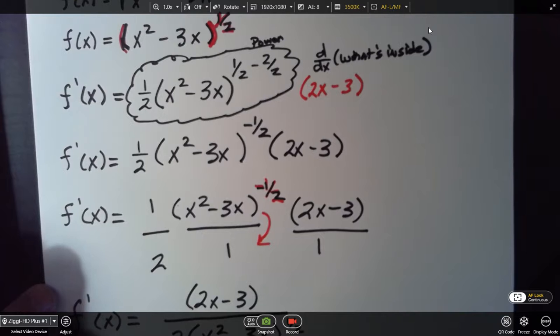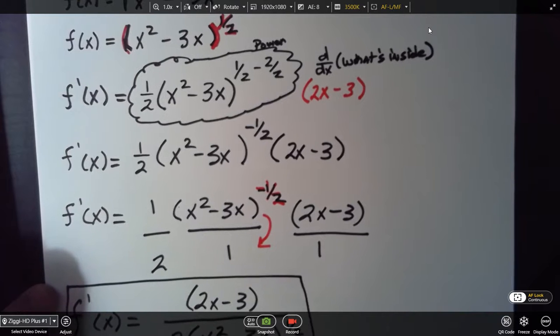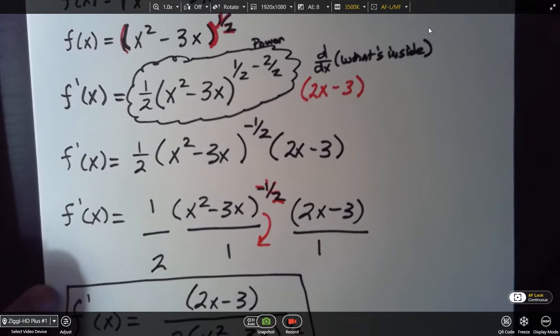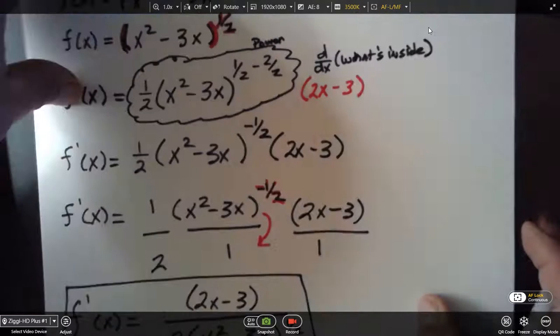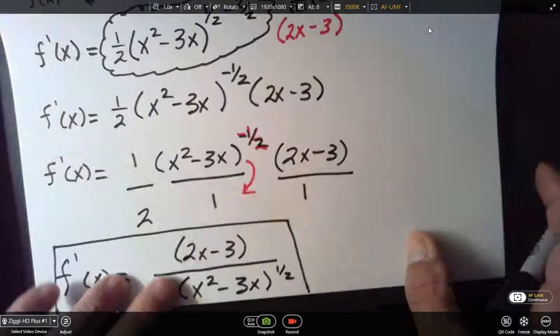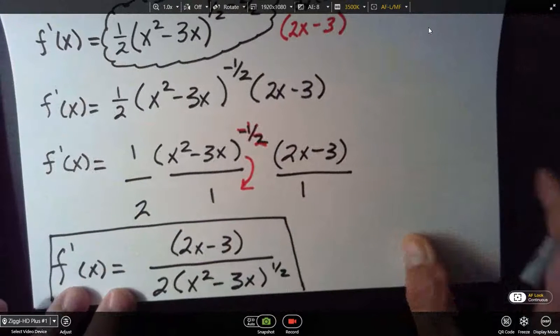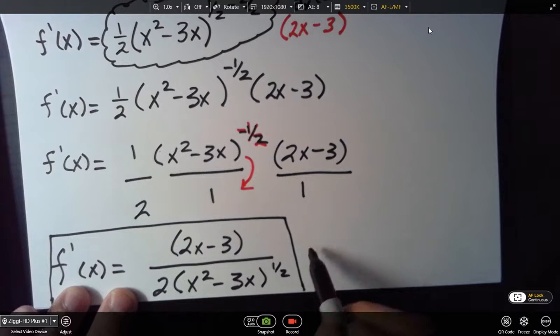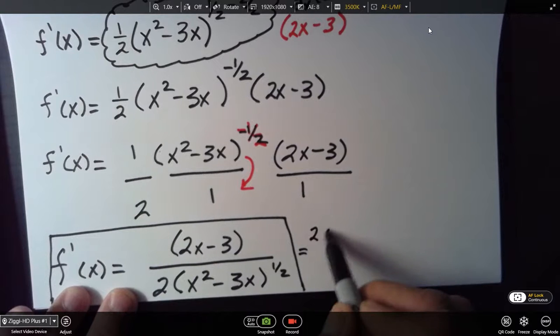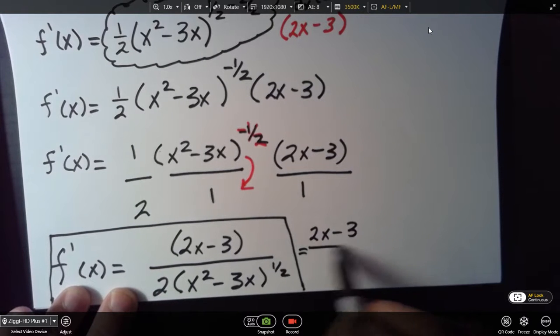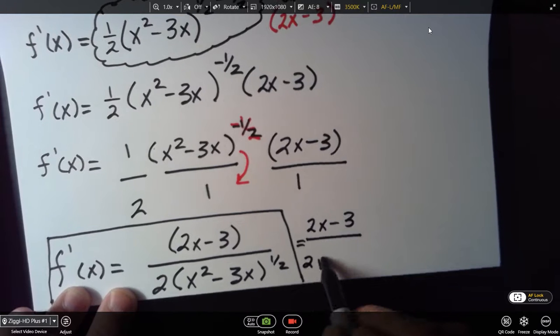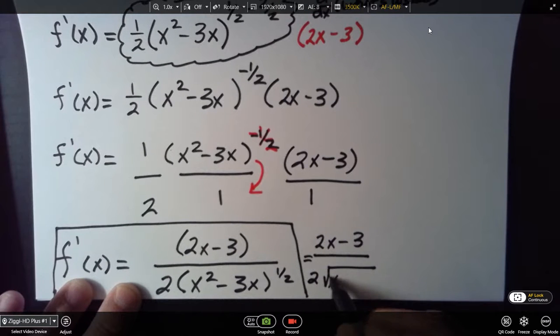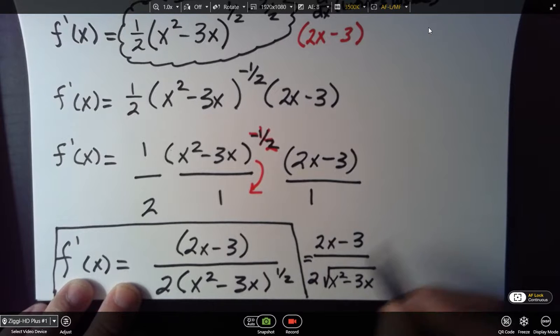Now that could be the answer depending on how they want it written, or they might want it written in terms of a square root. If you want it written in terms of a square root, then you just change this to a square root because it's 1/2 power. So that would be 2x minus 3 over 2 times the square root of x squared minus 3x. So that's another possible answer.